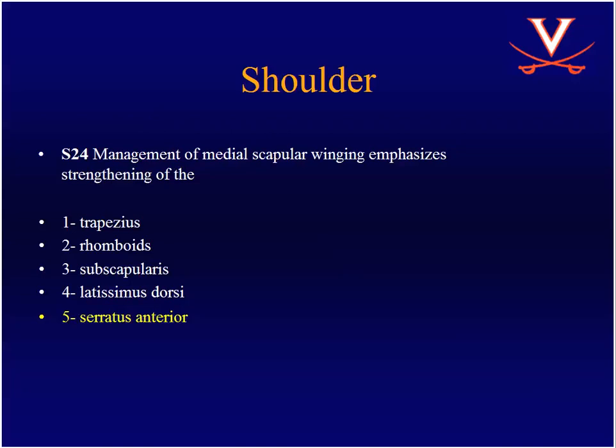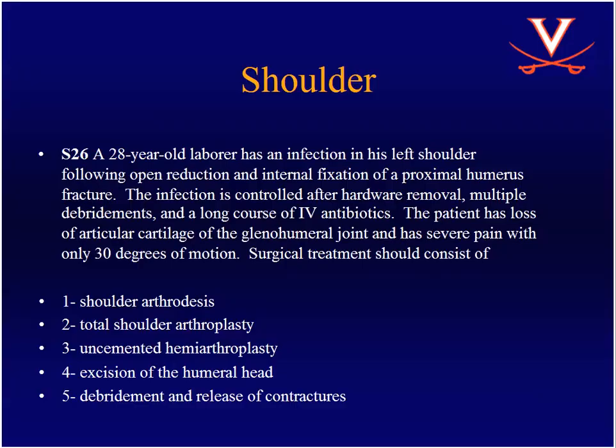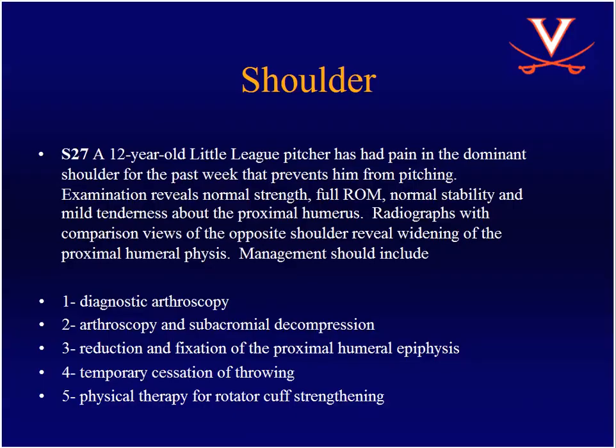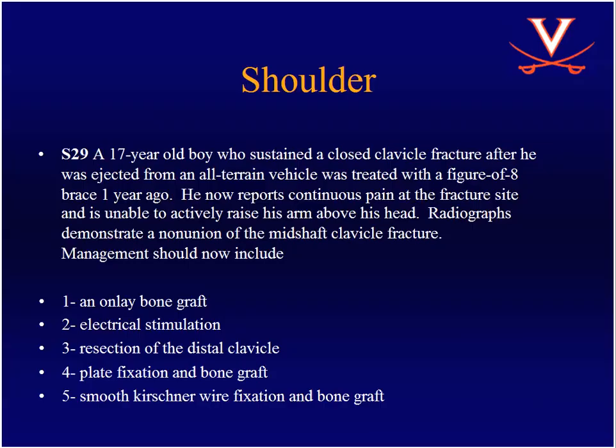25, lateral scapular winging. Trapezius, cranial nerve 11. Little leaguer shoulder, what do we do about that? Number 4, don't throw. 29, 17-year-old boy, closed clavicle fracture a year ago, pain, non-union. I told you one of the options for operative intervention is symptomatic non-union, and that's the case. Therefore, we can fix that.